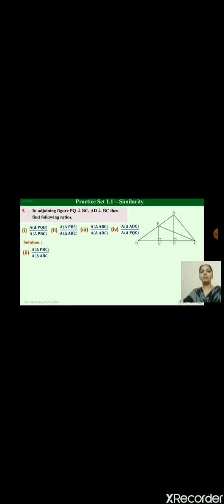Let's start with the second question or second ratio. Area of triangle PBC upon area of triangle ABC is equal to B1 into H1 upon B2 into H2. Reason again you have to write as the ratio of areas of two triangles. Now if you consider these two triangles, you will find that the bases are equal. So B1 and B2 you will get as BC.